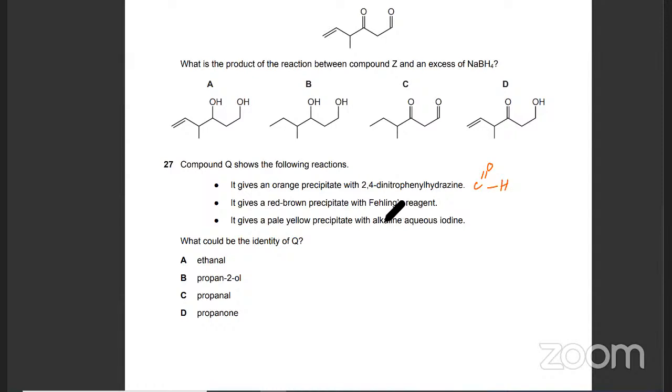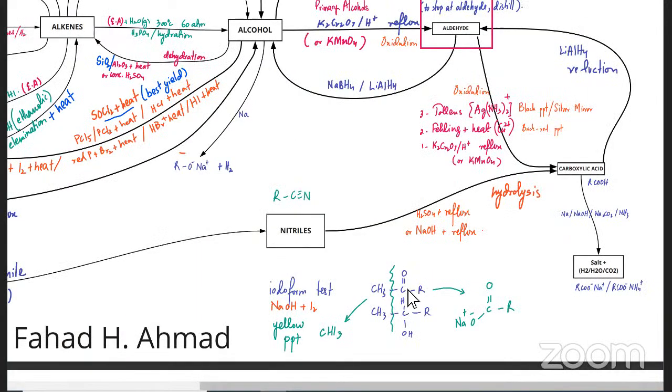It's got H on one side. And it also gives a yellow precipitate with alkaline aqueous iodine. So that means a methyl group next to a C=O bond. Plus, it should be an aldehyde as well. So it's going to be a methyl with C=O, but it's going to be an aldehyde as well. So that's the only option. Is that clear? And that's A. Remember, the iodoform test is this one, a methyl with C=O. But since it is supposed to be an aldehyde, there must be an H on this side. So this R over here, the rest of the molecule, is going to be H.